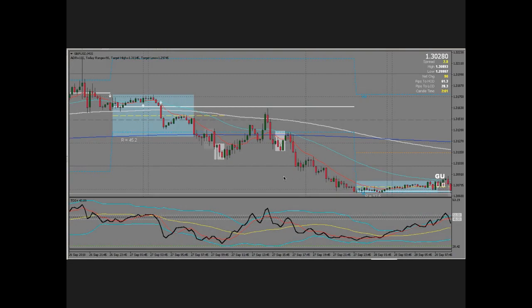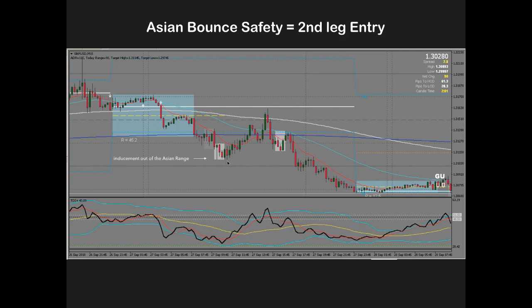Okay, and lastly, we're going to look at GU. Okay, and this is going to be an Asia bounce safety, which is with a second leg entry, because sometimes you do get a second leg, and what that is called is a safety, right? An Asia bounce safety. So one more time, we get an inducement out of the Asian range. Okay, then we get a pullback back up to the 50 EMA. All right, now watch carefully. Okay, you get a pullback to the 50 EMA. All right, you do get a trap of the static this time, right?